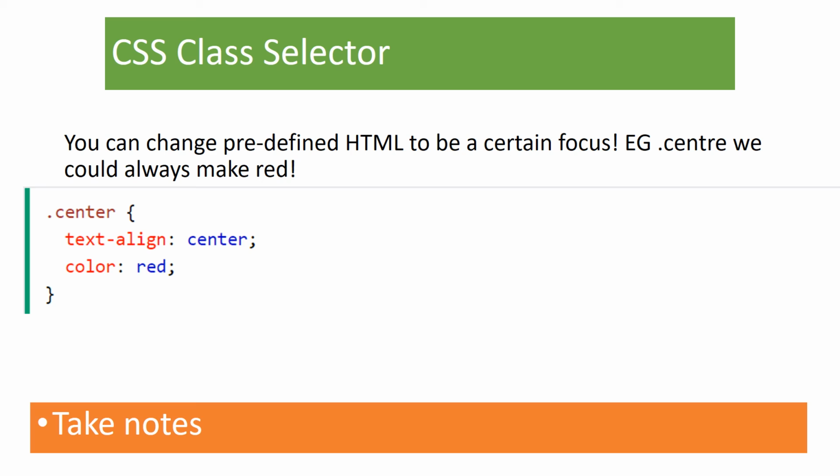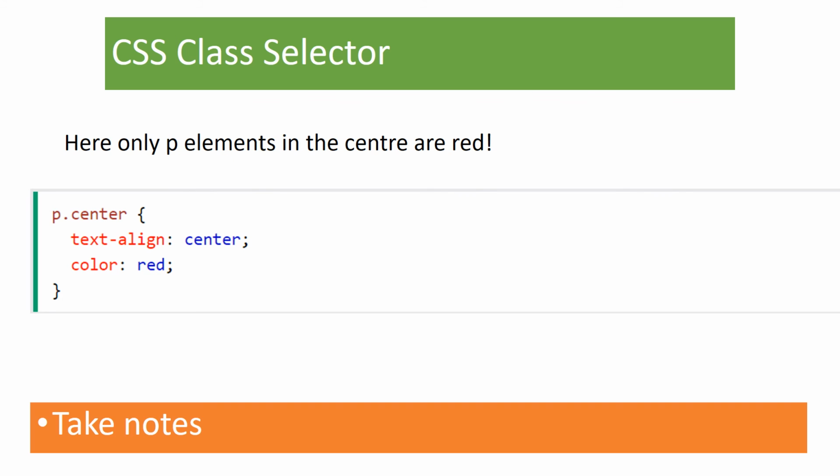So we can use a CSS class selector. In this way you use a dot center. Here you can see the text is always going to be in the center as you'd expect, but also the colour is red. Here you can see another example.